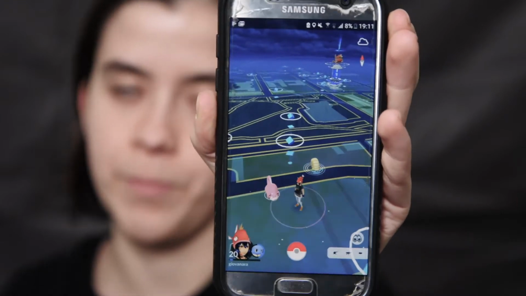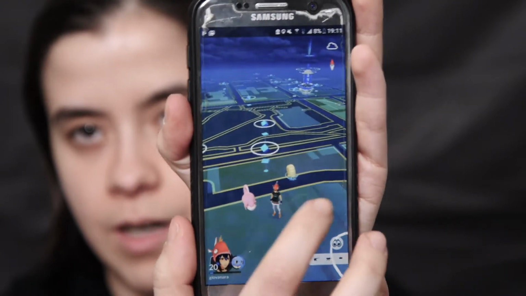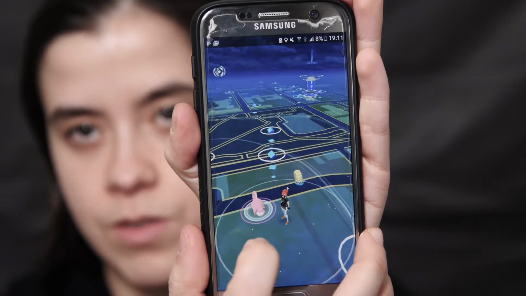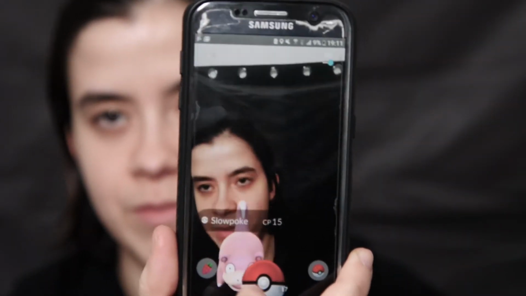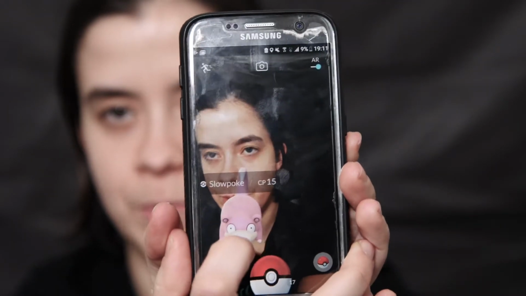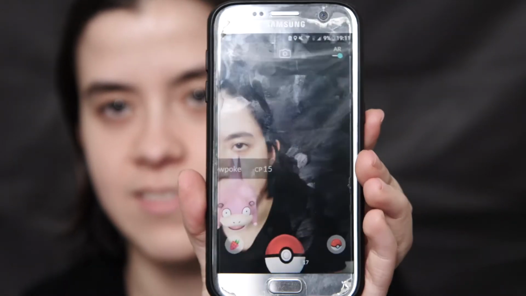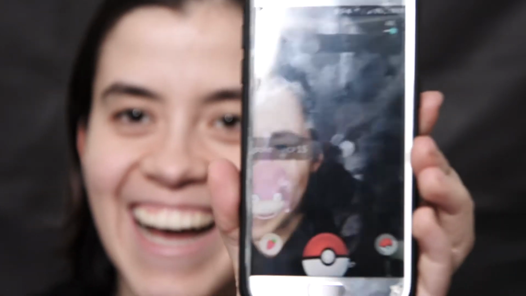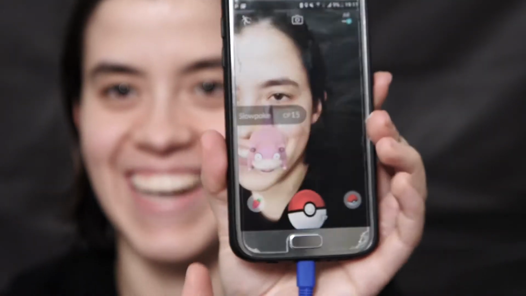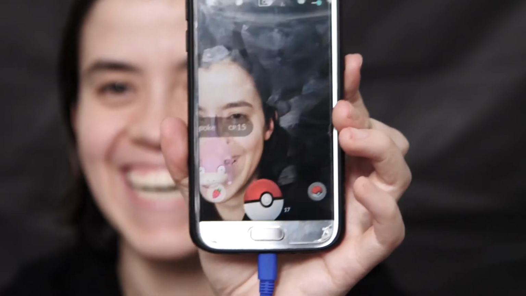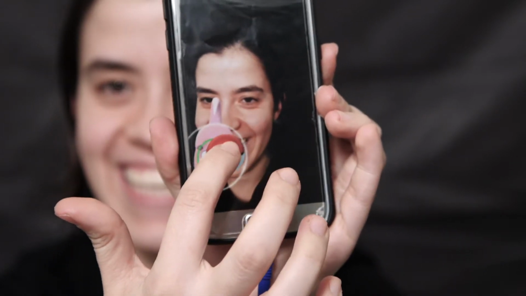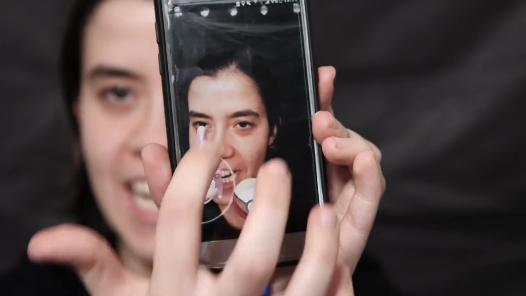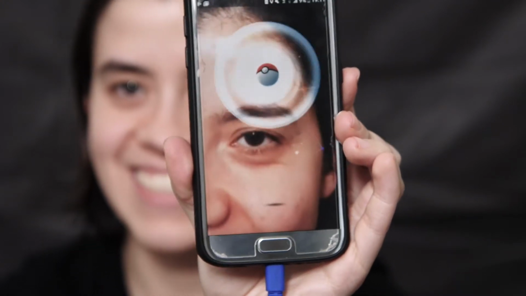I'm going to show a little bit of the part that is actually interactive, the augmented reality. So here you can see my phone, my screen, and the Pokemon I have to capture is here. What's the name? I can read it, it's Slowpoke. So here's a Slowpoke in my face. To capture it you can turn and throw. Yes, I can.